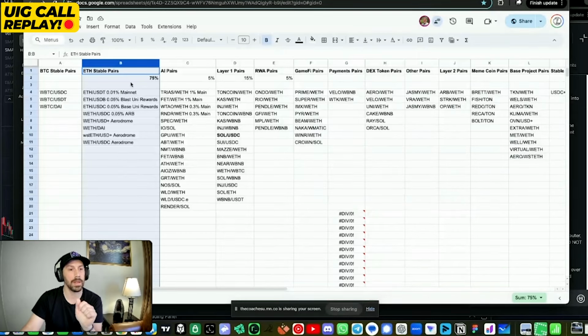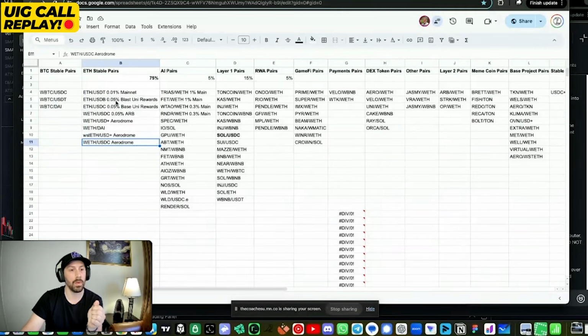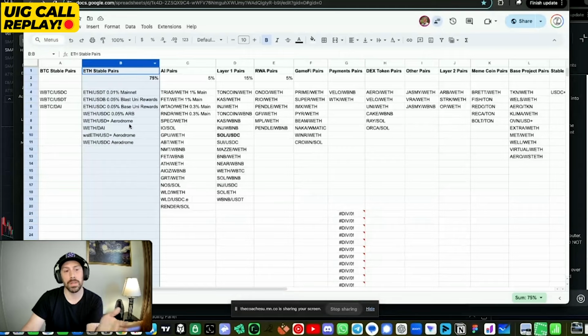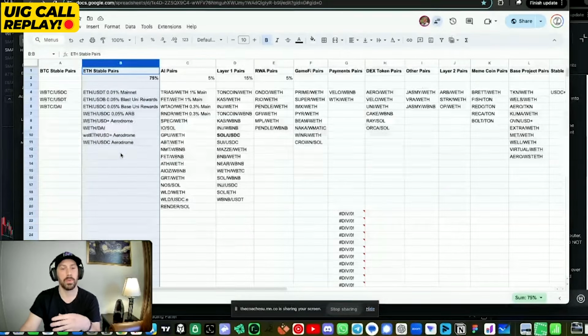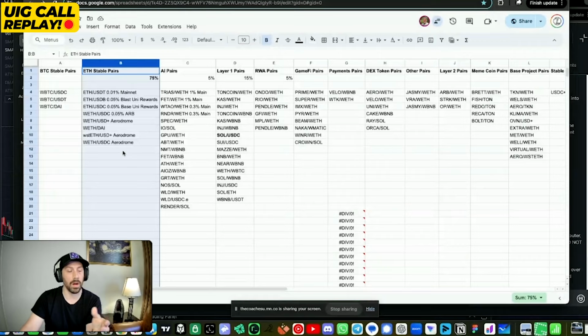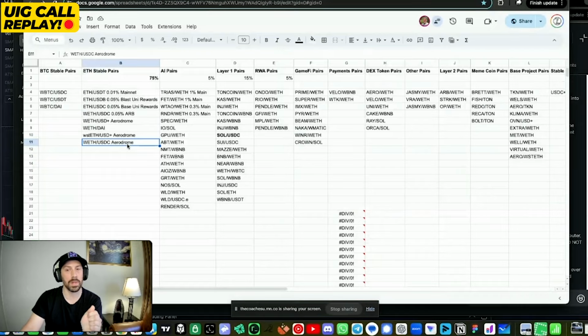An easy way to do that while taking the least amount of risk possible is over here with some ETH stablecoin pairs, either or both using Aerodrome or Uniswap. So we're going to use a combination of both. Now, the mechanics on Aerodrome for generating AERO rewards are different than they are on Uniswap when we're earning trading fees. So that's an important distinction.